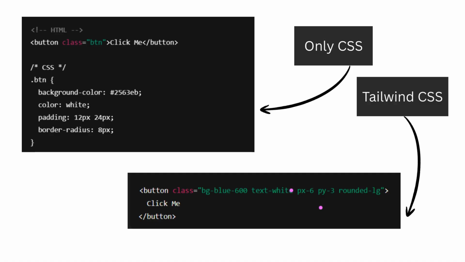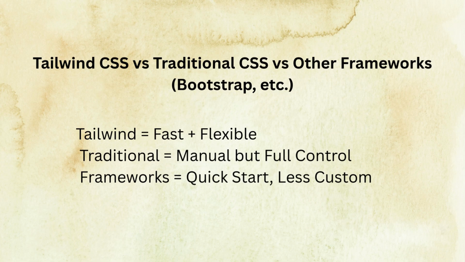No extra CSS needed in Tailwind CSS. Tailwind CSS: fast plus flexible. You build custom designs quickly using utility classes. Full control, minimal CSS writing. Traditional CSS: manual but full control. You write all styles from scratch. More time-consuming, but gives you complete freedom.